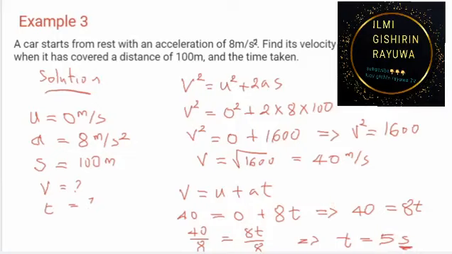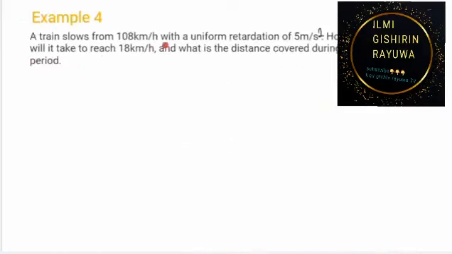Alright, one more question. The train slows from 108 km per hour with a uniform retardation of 5 meters per second square. How long will it take to reach 18 km per hour, and what is the distance covered during this period?